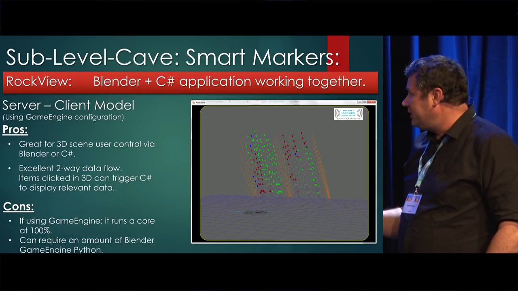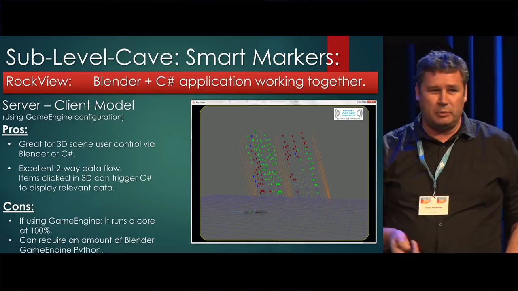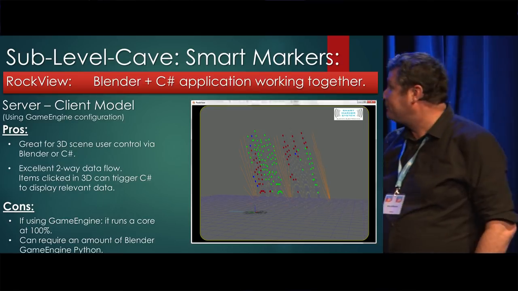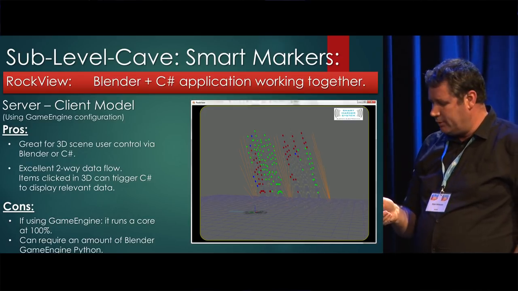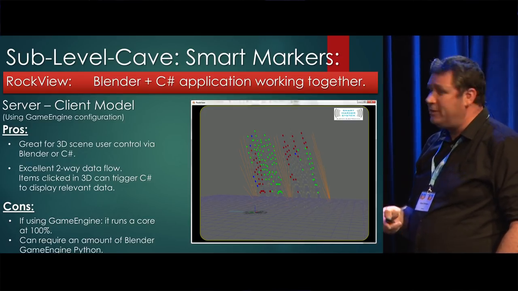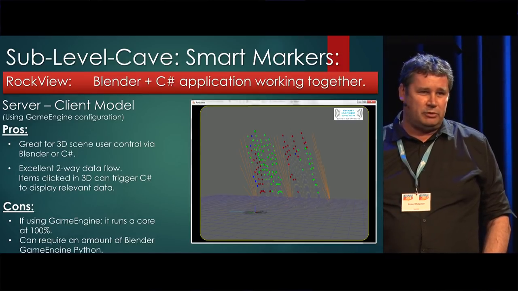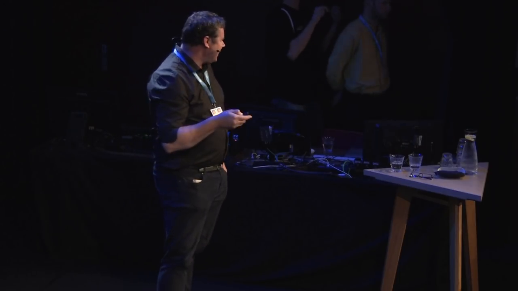Some of the cons of using particularly the game engine was it pretty much ran one of the cores. If you got an 8-core machine, it would take over one of the cores and run it at 100%, and you'd hear the fan going like mad. You can also require a fair amount of game engine Python code if you go that route, but it worked pretty well. When Blender 2.8 comes around, I don't think it has the game engine in it, but it seems with Eevee you could still run the server client model and pretty much do the same thing. I understand in 2.8 perhaps some of the UI can be turned off, which is good if you're sending it to clients because you don't want them to go into sculpting mode by mistake and all that sort of thing.